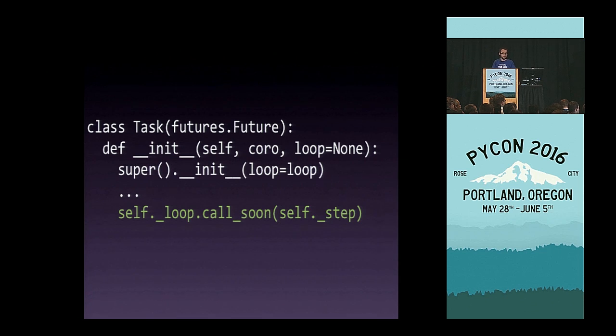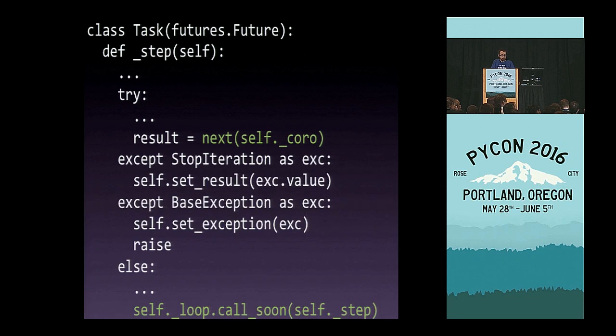Just one. So what does it mean tasks have steps? A step might be one draw from my generator, because coroutines are based on generators, but that also might mean we already have a result, in which case we're just going to set the result on ourselves, or maybe there was an exception, so we're going to set an exception on ourselves. If not, we're just going to keep on drawing.